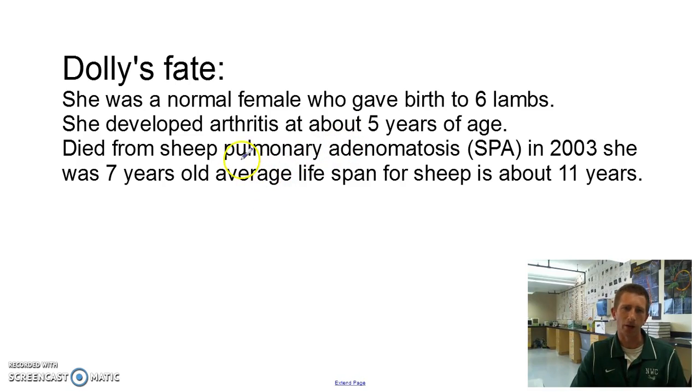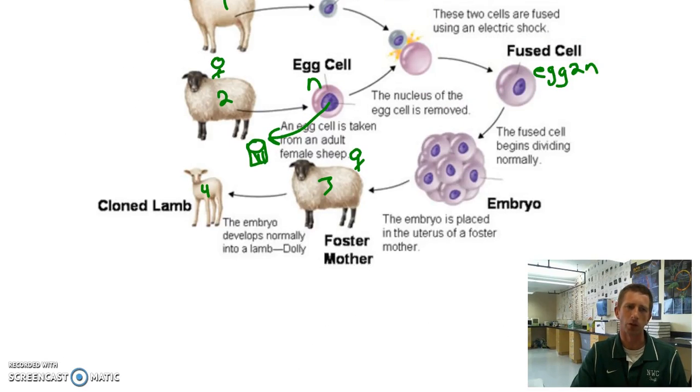And she died from sheep pulmonary adenomatosis in 2003. She was 7 years old, right? And usually only sheep that are 11 or 12 years old die from this disease. So it's almost as if she was born already old. It's almost as if she aged prematurely.